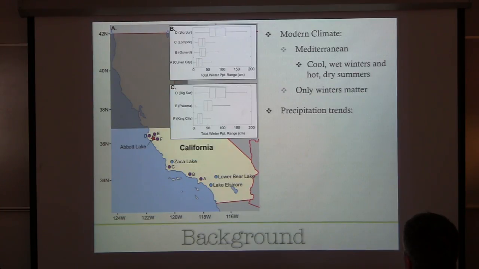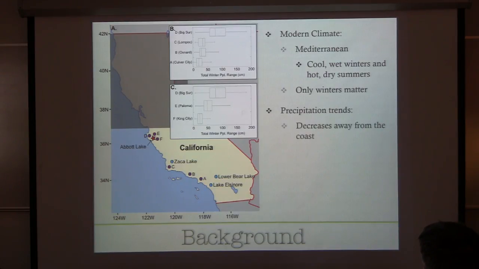The first was a comparison between D, E, and F, which is at Big Sur, Paloma, and King City. And the second comparison was along the coast from D all the way down to A. And we wanted to see how precipitation changes across these two directions. And when we did so, we found two trends. The first, when we compared D, E, and F, we found that precipitation decreases from the coast as we go inland due to a rain-shadow effect. And the second is that precipitation is highest in Central California and decreases to the south.